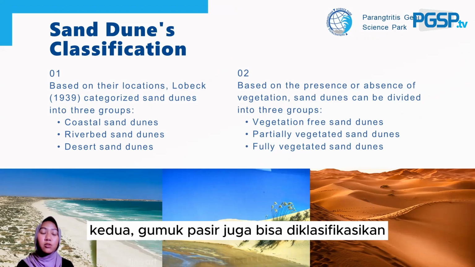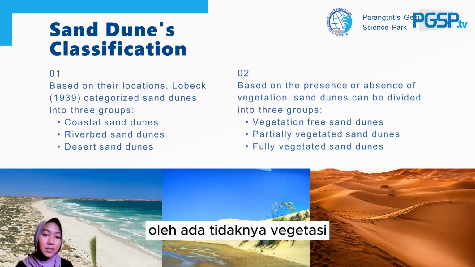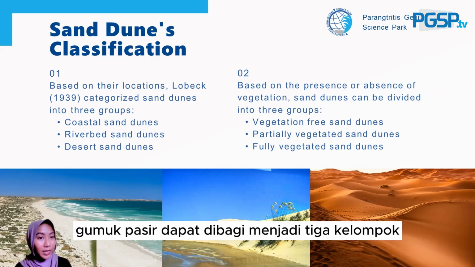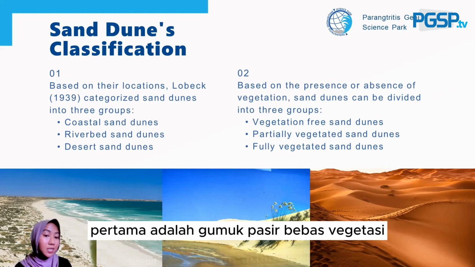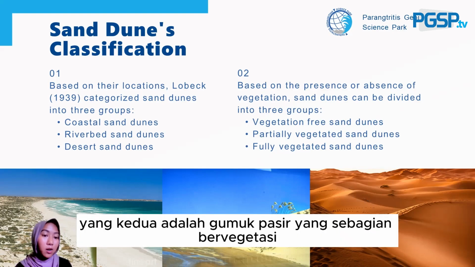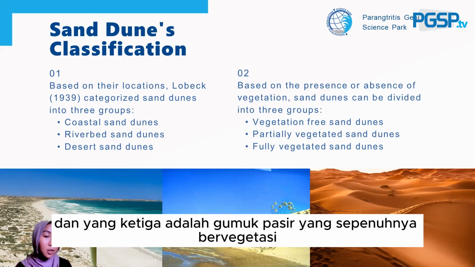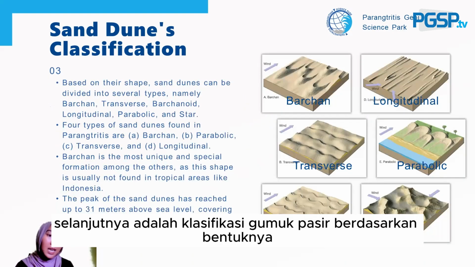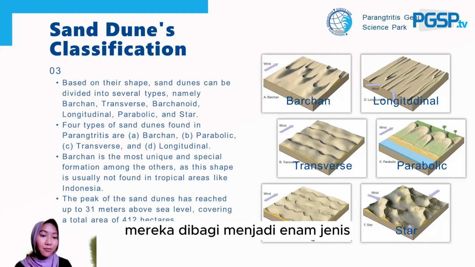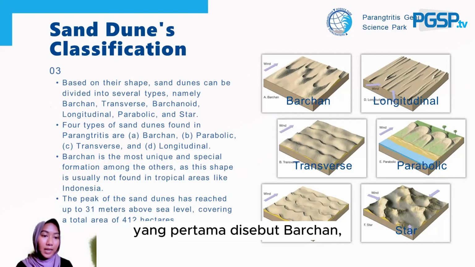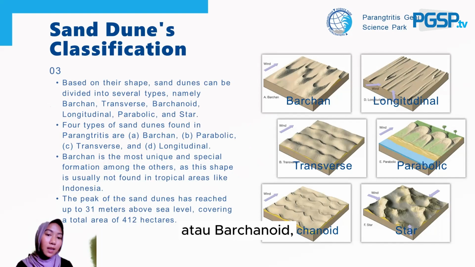Second, sand dunes can also be classified by the presence or absence of vegetation. Sand dunes can be divided into three groups. First is vegetation-free sand dunes. The second one is partially vegetated sand dunes. And the third one is fully vegetated sand dunes. Next is the sand dune classification based on their shape. They are divided into 6 types. The first one is called barchan. The second one is transverse. There's also barchanoid, longitudinal, parabolic, and also star.